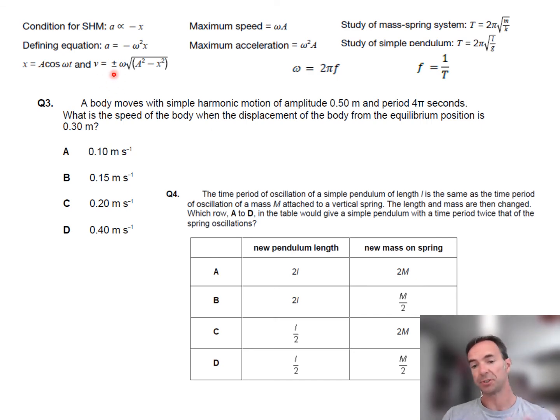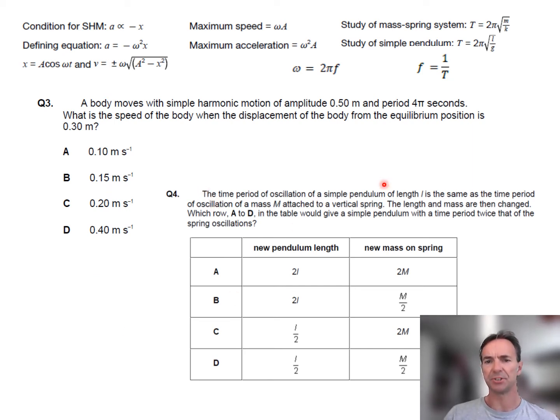It's plus or minus, of course, because it can be either end and going in either direction. Omega, you can stick it in now. You've got it. A, of course, is the amplitude, which is that one there. And x, of course, is your displacement. And then you work out which one of those it is. Go and do that. Next one.